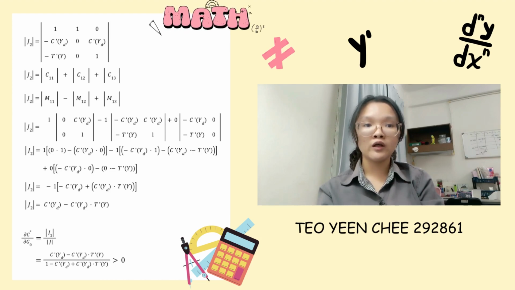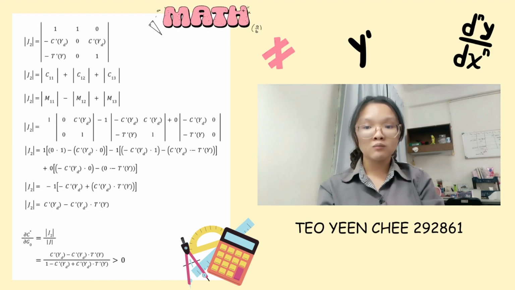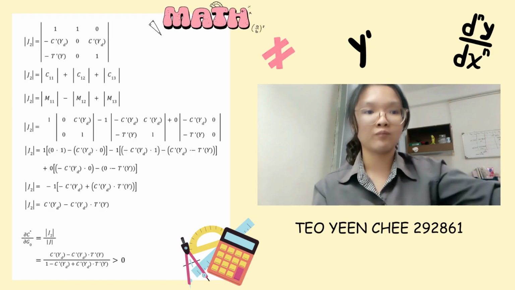Then we can calculate our ∂C star/∂G0, which is equal to J2 over J. Then we will get C prime YD minus C prime YD multiplied by T prime Y, over 1 minus C prime YD plus C prime YD multiplied by T prime Y.